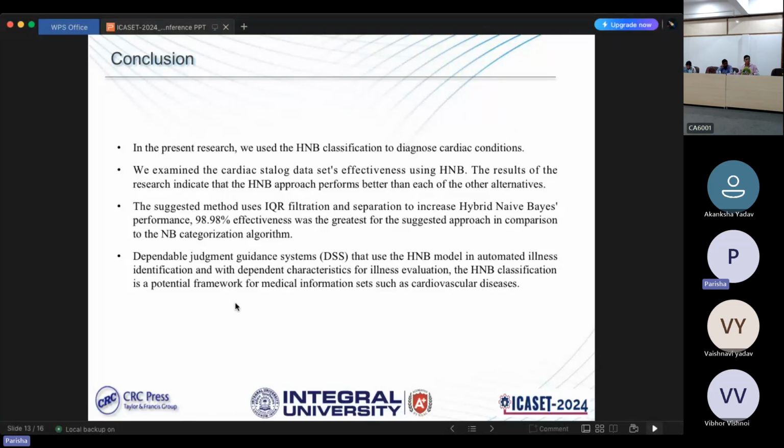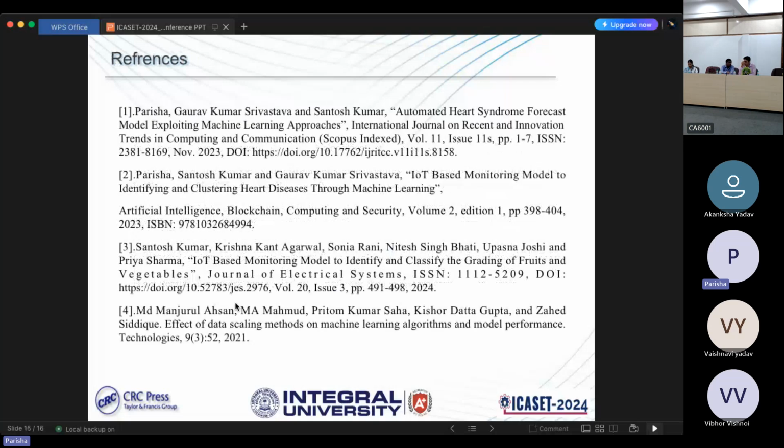So this model automates illness identification with the dependent characteristics for illness evaluation. So yes, hybrid naive-Bayes classification is a potential framework for medical information sets such as cardiovascular disease. These are the references.